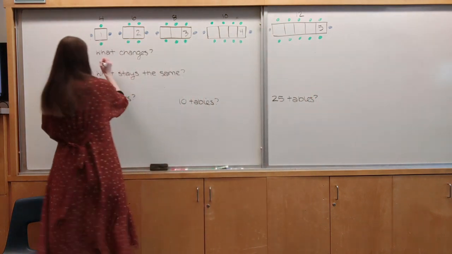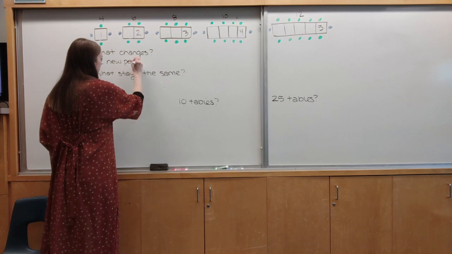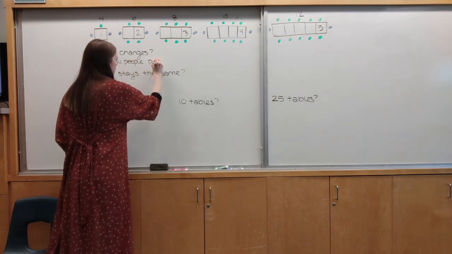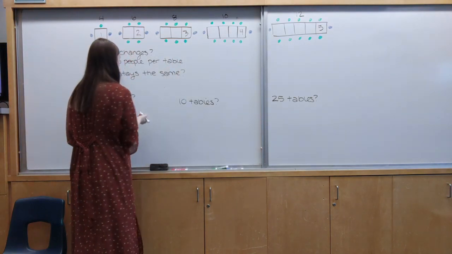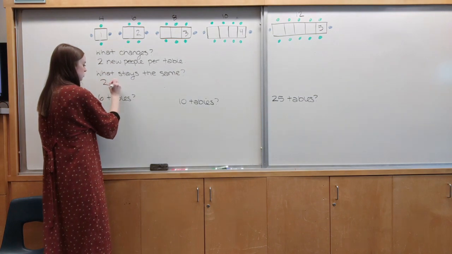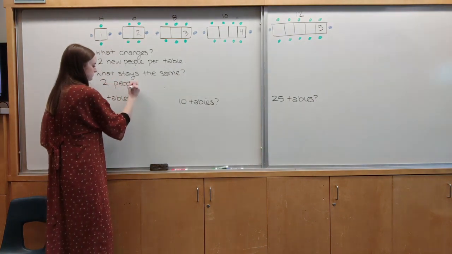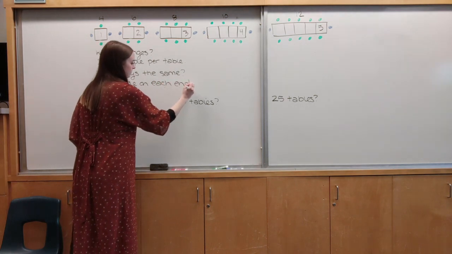So what changes? 2 new people per table, maybe per new table, if I wanted to be more specific. What stays the same? 2 people on each end, or the head of the table.